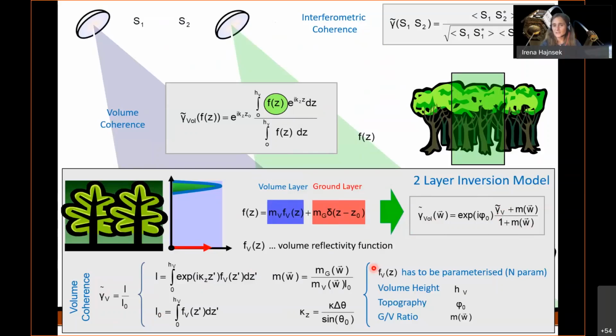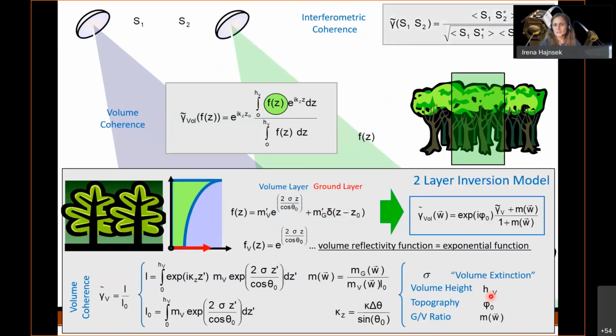At the end of this very simple two-layer inversion model, we have this parameter set that we need to invert. We have f of z, which needs to be parameterized, so it is n parameters. Then we have the volume height, which is one of the important parameters. We have the topography, so this is phi, and we have the ground to volume ratio, which is a very important parameter to be estimated. So in total we have 3 plus n unknowns. In this case, we have a kind of uniform distribution.